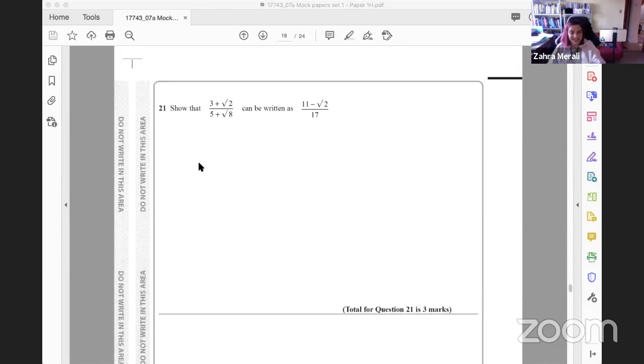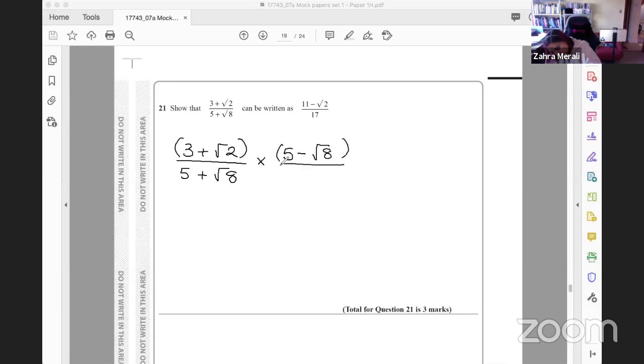Okay, surds, everyone's favorite, right? So we're going to have to rationalize the denominator. So we've got 3 plus root 2 over 5 plus root 8. So we're going to make it 5 minus root 8. So we're multiplying the top and the bottom by 5 minus root 8. So let's open this all out.